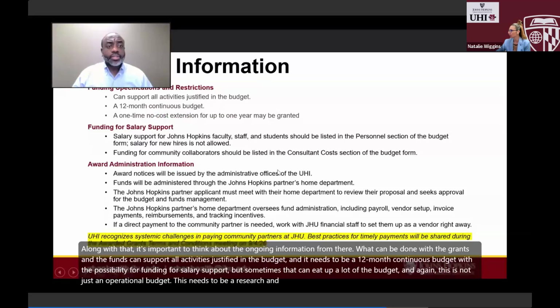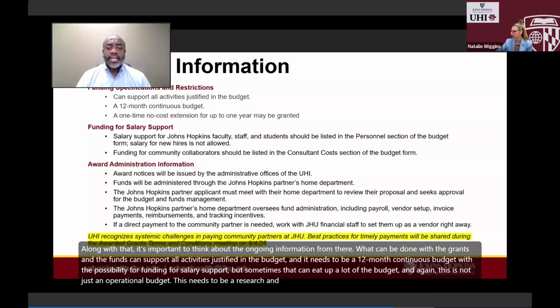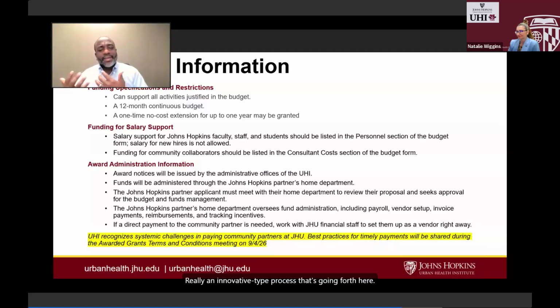Along with that, it's important to think about the ongoing information from there. What can be done with the grants and the funds can support all activities justified in the budget, and it needs to be a 12-month continuous budget with the possibility for funding for salary support, but sometimes that can eat up a lot of the budget. And again, this is not just an operational budget. This needs to be a research and really an innovative type process that's going forth here.